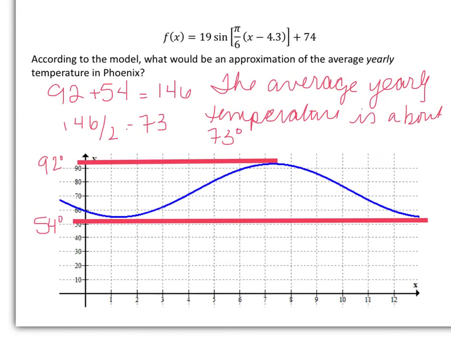This should make sense, and actually if we had estimated this a little bit better, we would have gotten 74, because truthfully, 74 degrees will be the midline of this particular graph, so that would be the average. And notice the midline of the graph and the constant on the outside should be the same value.